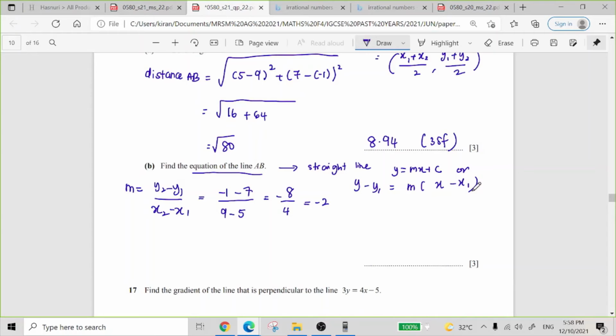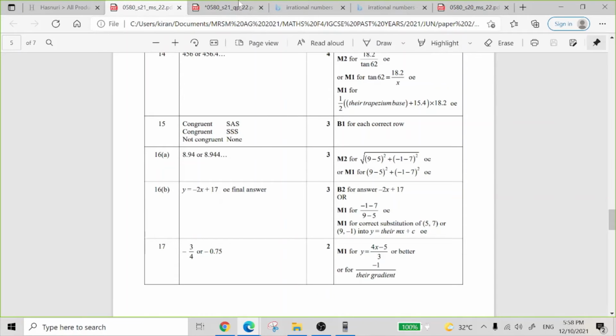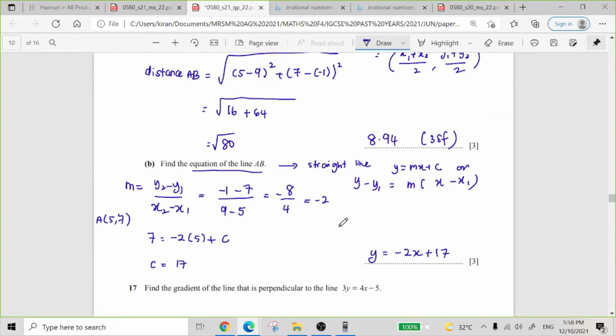So you can use either formula here. You can take any point, either point A or point B. I will choose point A, (5, 7). So 7 equals -2 times 5 plus c, and then you rearrange and you will get c equal to 17. So the equation will be y equals -2x plus 17. That one is for question 16B.